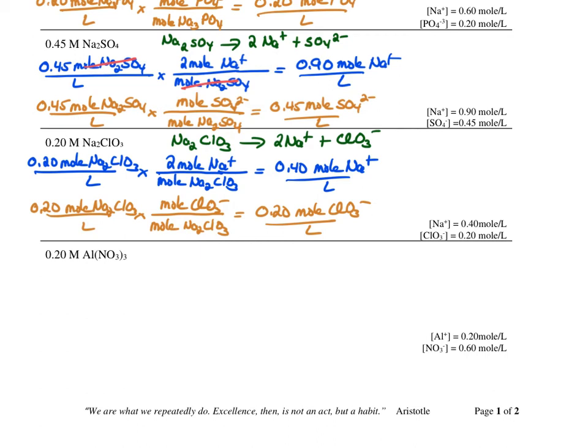Okay, our last example. Let's first do the dissociation reaction. Aluminum nitrate. We have 1 atom of aluminum 3 plus and 3 nitrate ions.